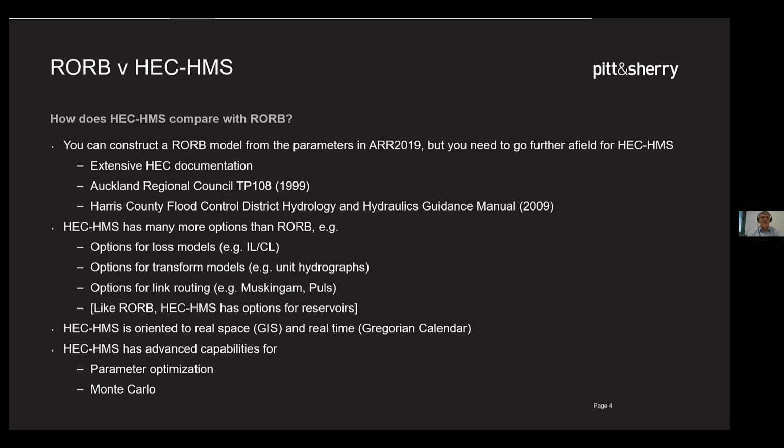HMS has got lots of options. There are options for loss models, so initial loss, continuing loss, the kind of losses that we use commonly in Australia, are among the many options. There are transform models, and this is all about changing the rainfall into a hydrograph, like the unit hydrographs we were talking about. Link routing, different things you can do with the links. Like RORB, of course, HMS has options for reservoirs, and there are a number of things you can do with those.